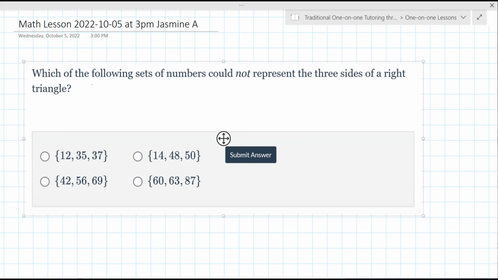It says, which of the following sets of numbers could not represent the three sides of a right triangle? So what you're looking for, let's just look at three numbers that do work. Have you heard of a 3, 4, 5 triangle before?